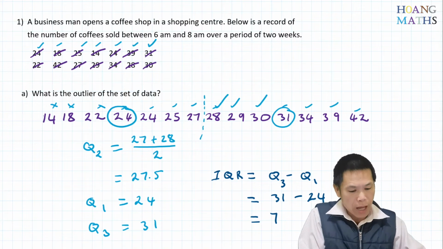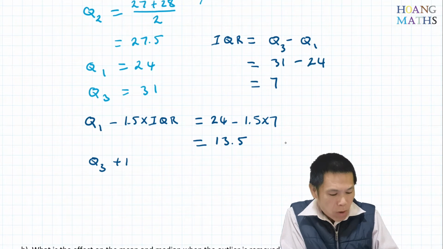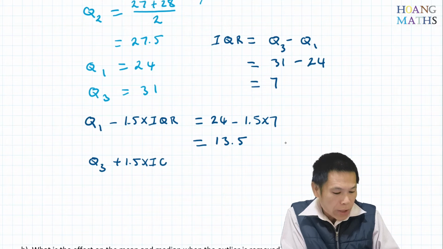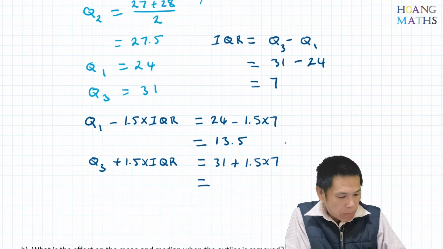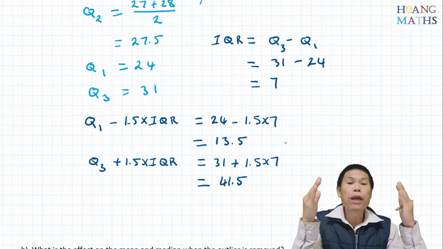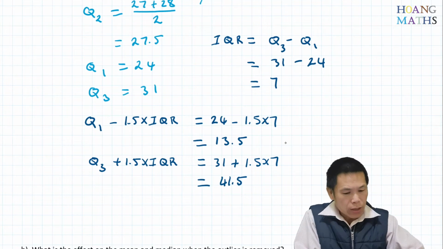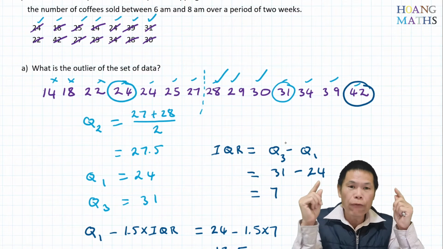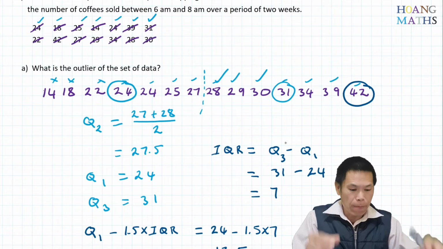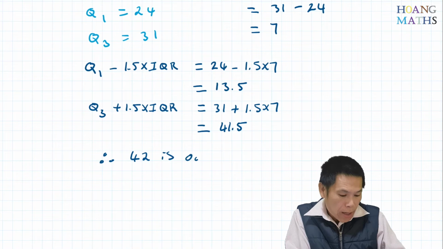Okay, so let's check out the upper fence. We have Q3 plus 1.5 times the interquartile range. Q3 is 31 plus 1.5 times 7. So that will give me 41.5. So therefore, any score above 41.5 is an outlier. So let's have a look. There you go. We have 42 here. That is above 41.5. So therefore, 42 is the outlier.